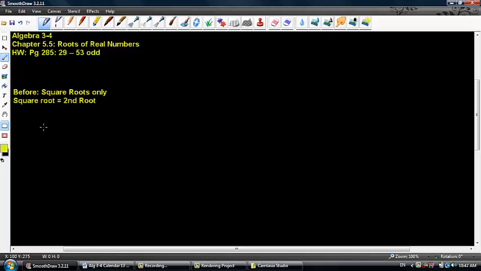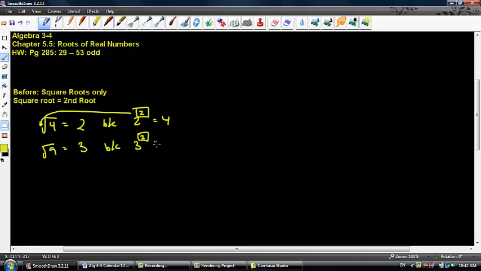So, give you guys an example. If I take the square root of 4, that gives me 2, and that's because 2 squared equals 4, right? Just like the square root of 9 is equal to 3, and that's because 3 squared equals 9.